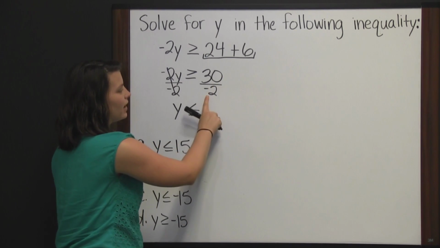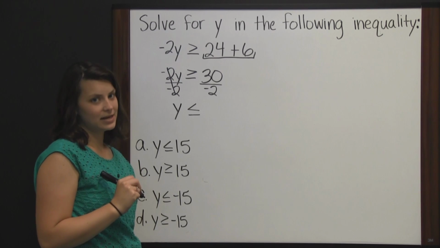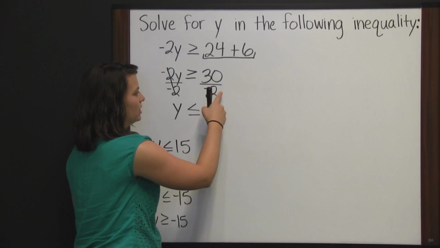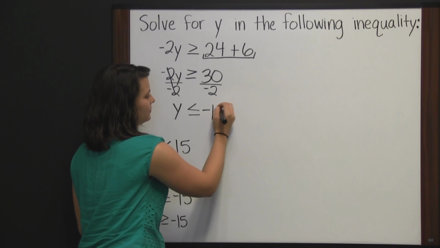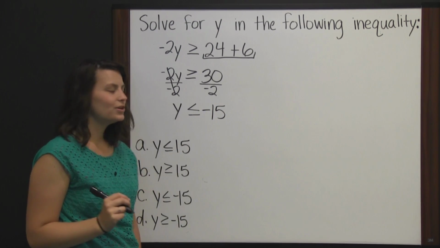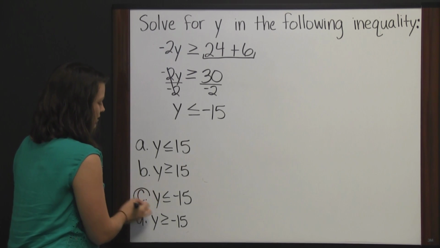And 30 divided by a negative 2, a positive number divided by a negative number is a negative number, and 30 divided by 2 is 15. That means that y is less than or equal to negative 15, which is answer choice C.